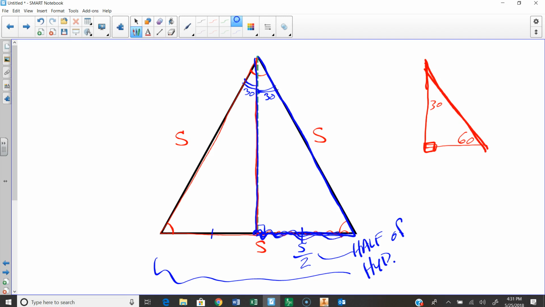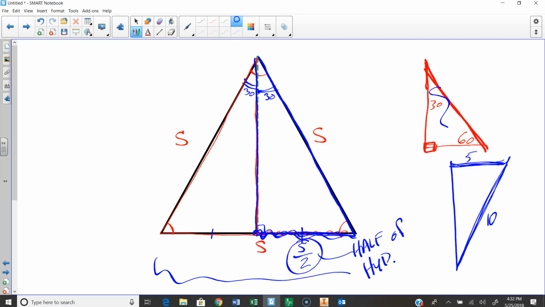That the shortest side in the 30, 60, 90, so let me draw a better 30, 60, 90. Roughly 30, 60, 90. That the shortest side is always half of the longest side, the hypotenuse. So if the shortest side is 5, the longest side is 10. Or, if the longest side was 15, the short side is 7.5. So the factor there is just 2.